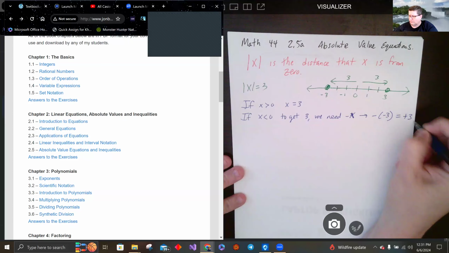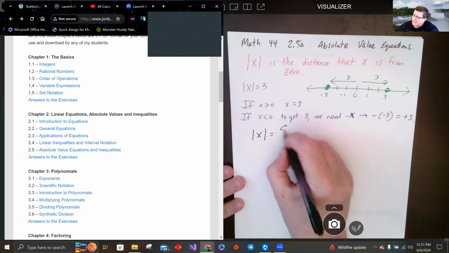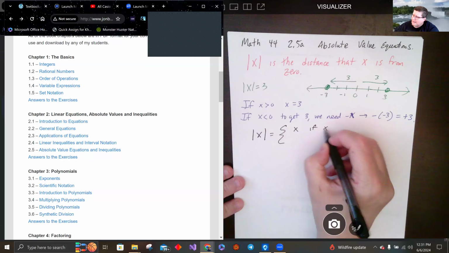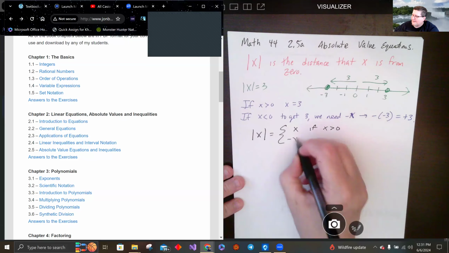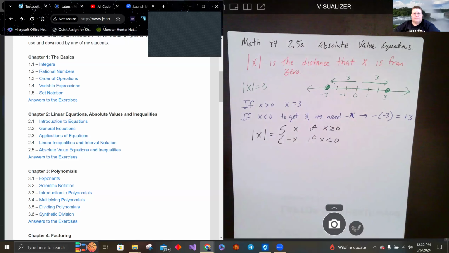This leads to how we define absolute value of x. Absolute value of x equals x if x is greater than 0. It equals -x if x is less than 0. And the equal 0 part, we could put in either one. I'm going to put it on the top one. X is greater than or equal to 0. This is an important definition.